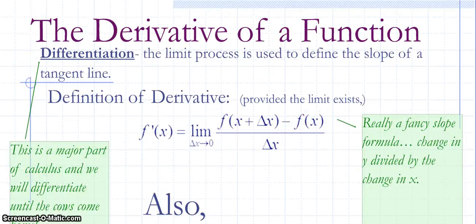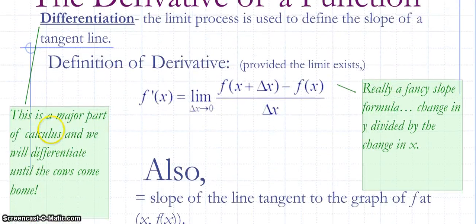So, the derivative of a function. Differentiation is the limit process used to define the slope of a tangent line. That's what we just talked about. Of course, this is a major point of calculus, and we will differentiate until the cows come home.